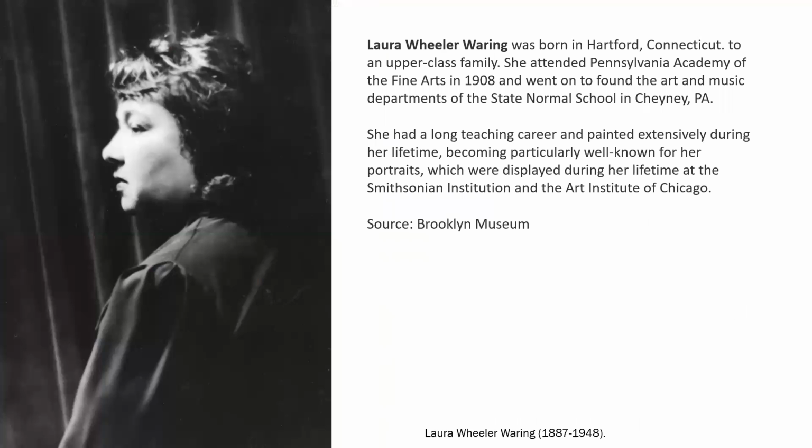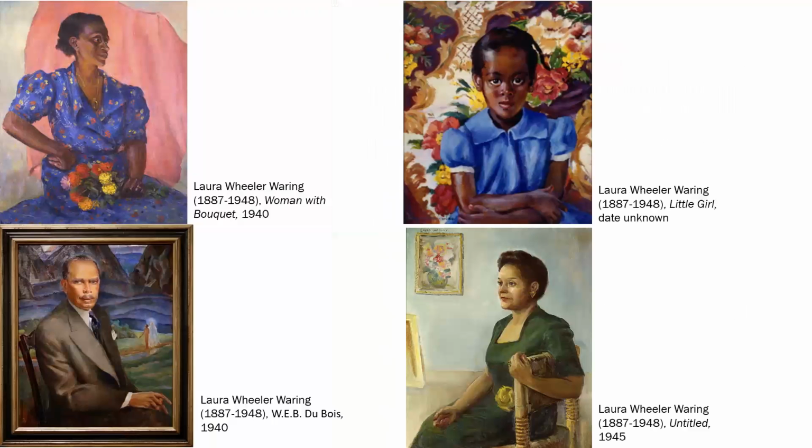The first artist we're going to look at is Laura Wheeler Waring. She was born in Hartford, Connecticut in a very upper class family, so she had a background where she trained formally as both an artist and a musician. And she has a very long career of painting portraiture, particularly focusing on famous people, which I'll get into in just a moment. Here on the left-hand side are two portraits of people who are key participants of the Harlem Renaissance.